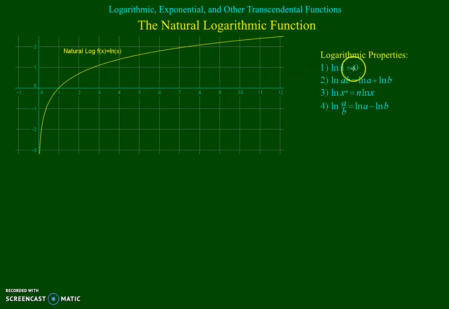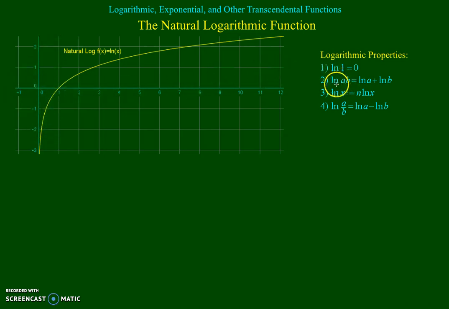You can see that the first property, ln of 1 equals 0, is evident from the graph. The natural log of 1 is 0, and the natural log function is the inverse of the exponential functions, and therefore a to the 0 power is always going to be 1. So the exponential function would be a reflection across the line y equals x, and so exponential would go through (0, 1), whereas natural log goes through (1, 0).